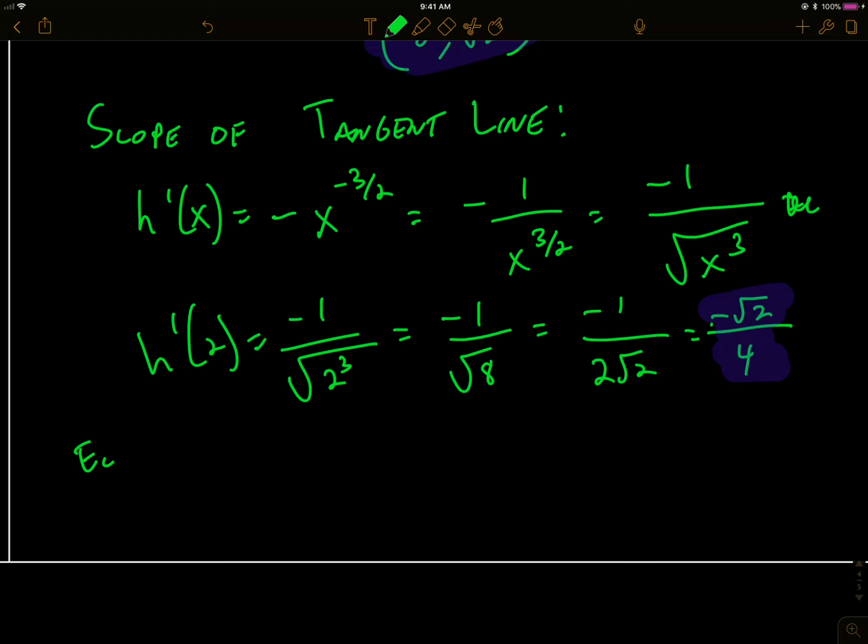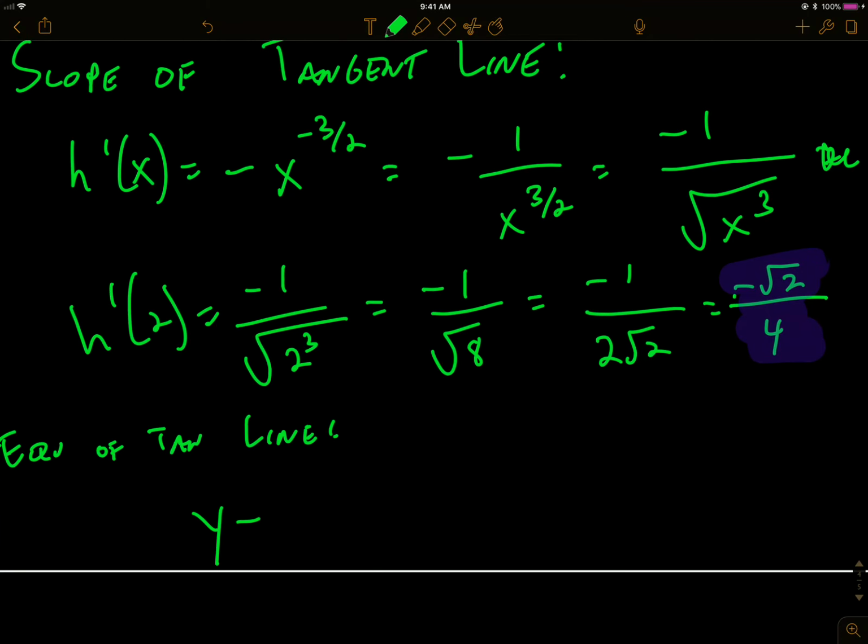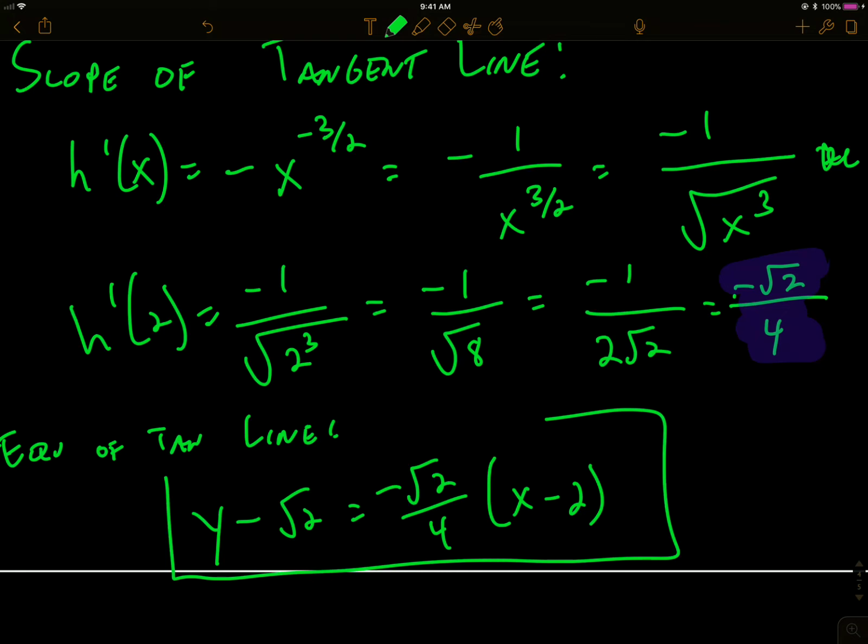So then the equation of the tangent line is y minus, the y value was root 2, equals the slope times x minus 2, which was the x value.